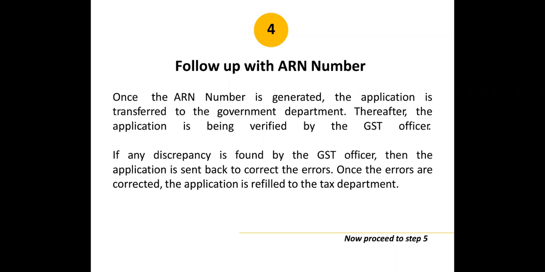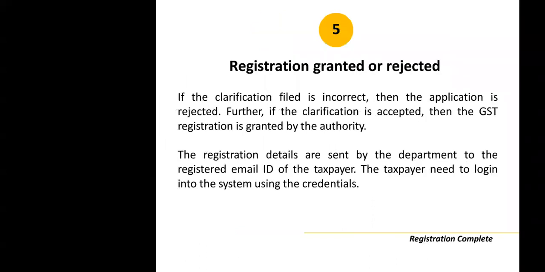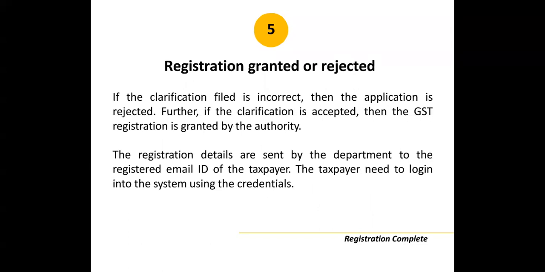So after doing all amendments and changes and corrections, again send back the application to the GST or tax department. Then the next, fifth step is registration granted or rejected. This is the fifth step. If the clarification filed is incorrect, so whatever clarification or changes they asked you for, if what you filed is incorrect, then the application is rejected.